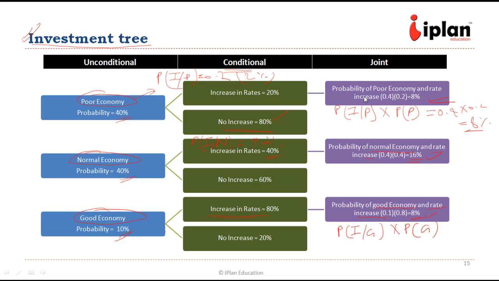So if we have to calculate the unconditional probability of rise in interest rates, we have to sum these values up, but we need to be careful that all the cases are not taken. In the case of economy, it could be poor, normal, good, and there is one other case of 10% probability which is not given here. So we need to know that value as well in order to find out the unconditional probability of rise in interest rates. So this was the broad idea of the investment tree using unconditional, conditional, and joint probabilities. Now let us move to the next topic.